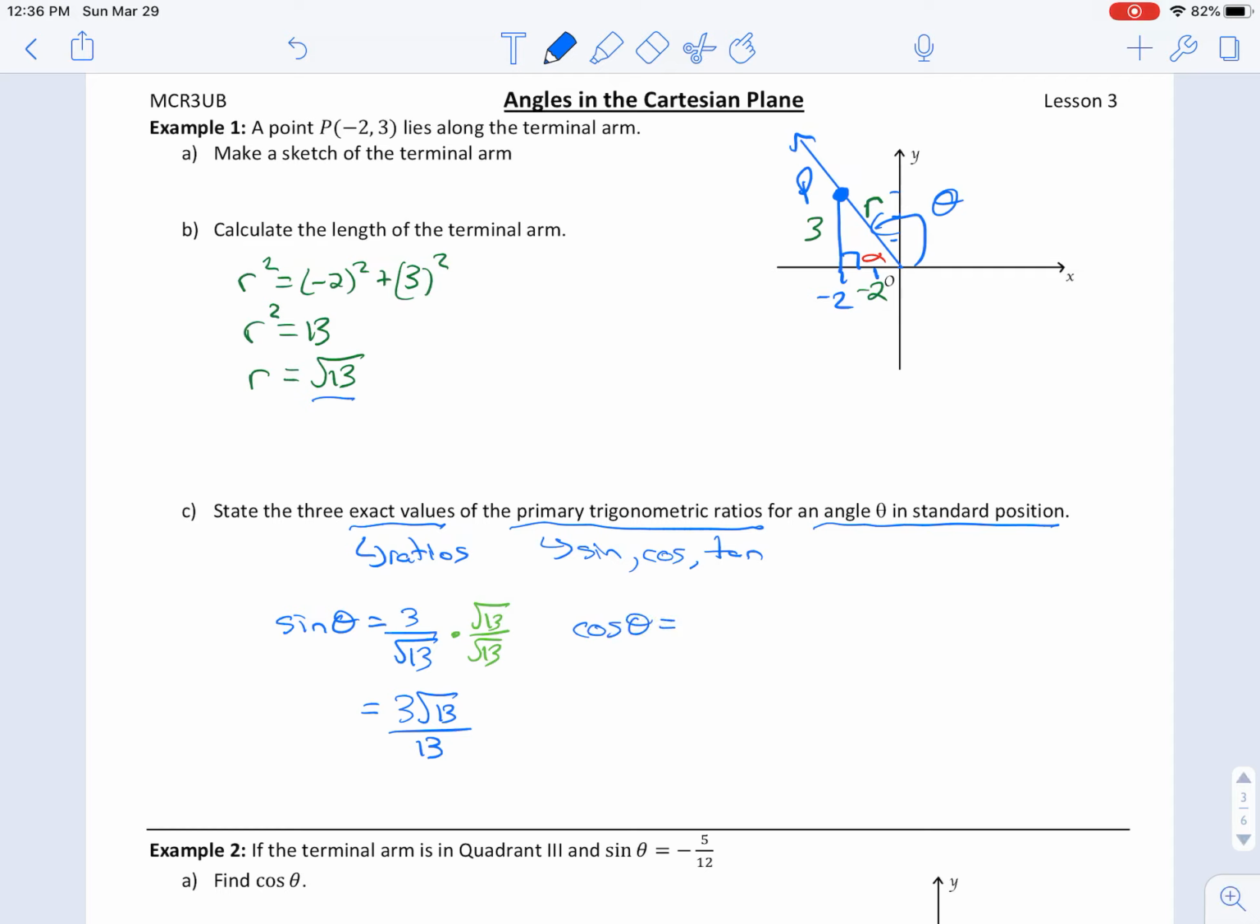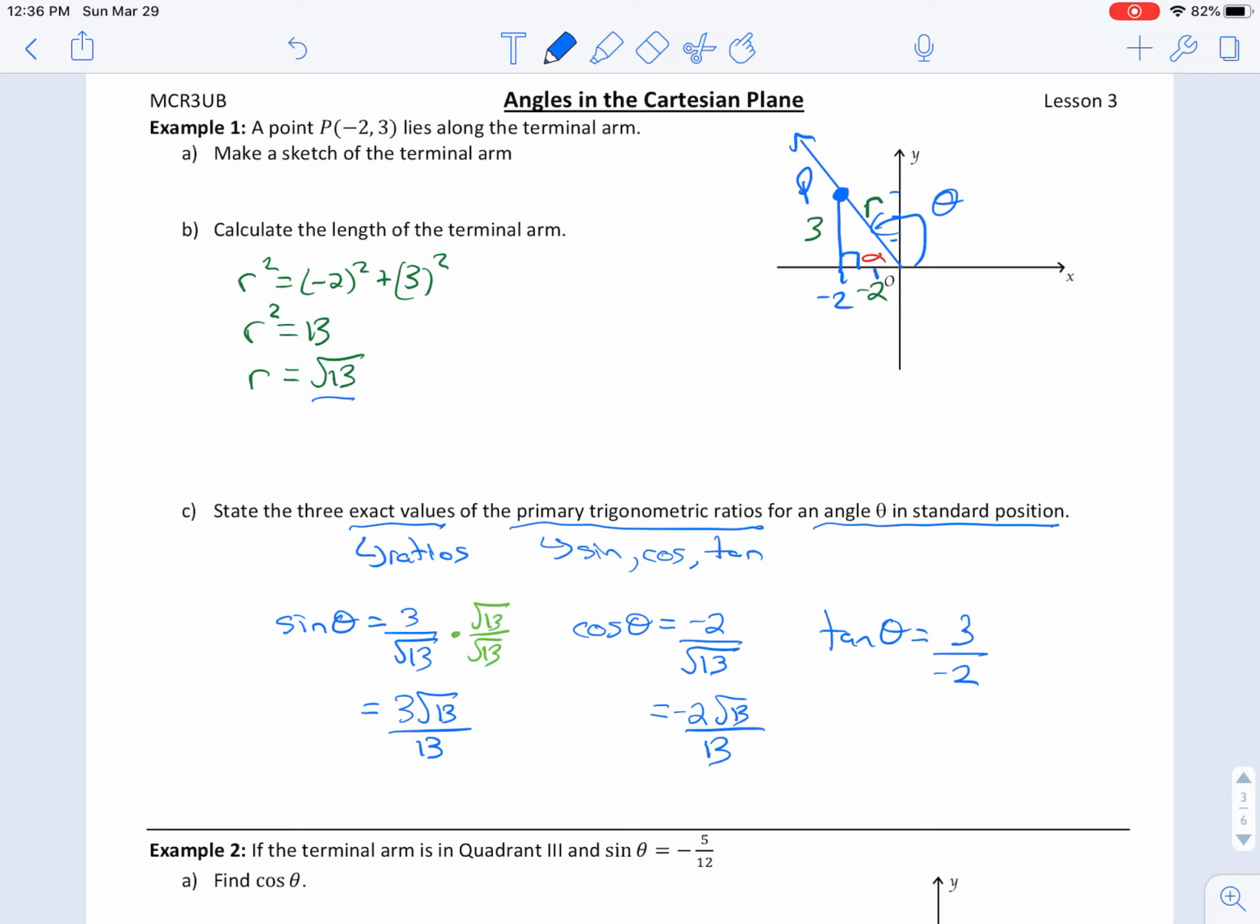And so cosine of theta is going to be similar, only now I've got my adjacent side. Adjacent to alpha is -2, and hypotenuse is still root 13. So again, I'll rationalize this. Like that. And then tan is going to be opposite over adjacent, which is 3 over -2 or -3 over 2, whichever way you want to write it.